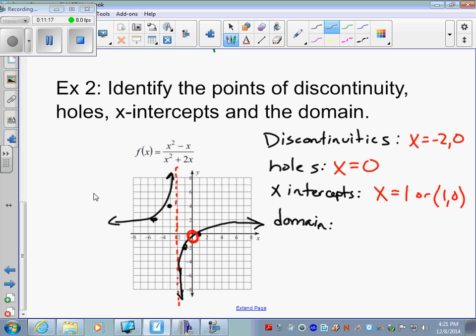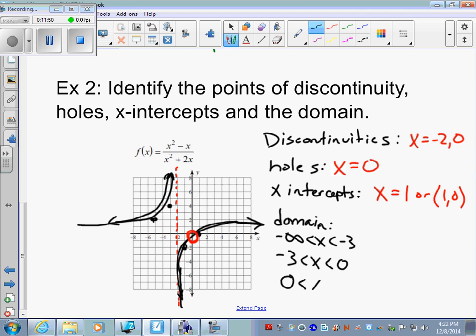Now for the domain, there's a couple of discontinuities. You pretty much just say as x is coming from -infinity, and our first discontinuity is at -3, so it's coming from -infinity to -3, and then it's coming from -3 to 0, and from the other side of that hole from 0 to infinity. That would be discontinuities, holes, x-intercepts, and domain. How do you find them?